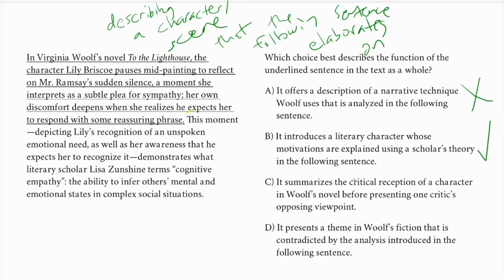Checking the others, though, C, it summarizes the critical reception of a character. I don't think we see anything about the critical reception. And then a theme in Woolf's fiction that is contradicted. Well, I think just in general, it wouldn't make sense if we're thinking about efficient or effective writing to present something and then turn around and contradict it. I don't think you're generally going to see that, but in any event, we don't see it here.